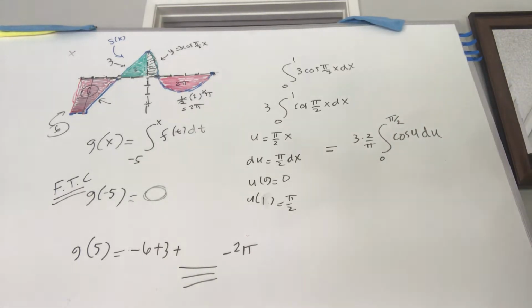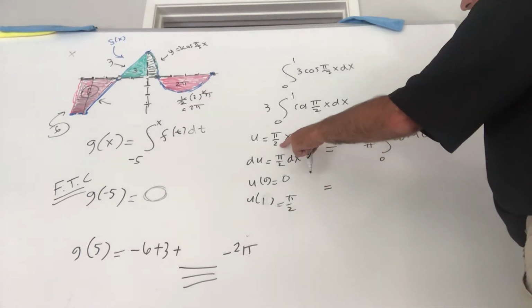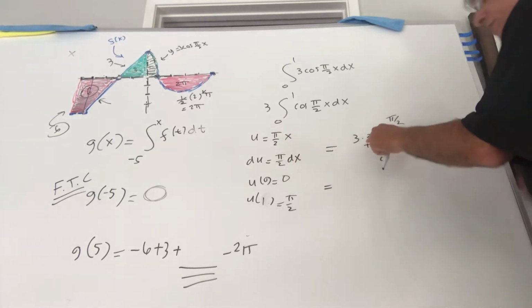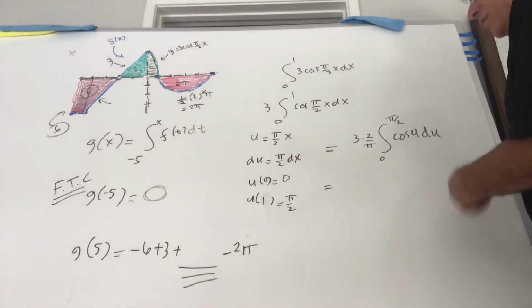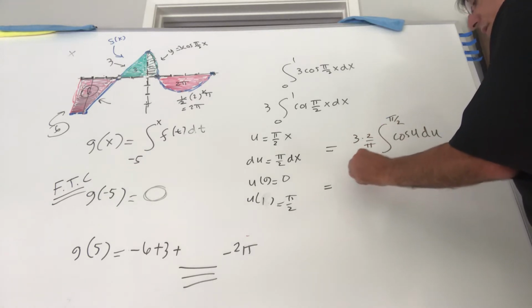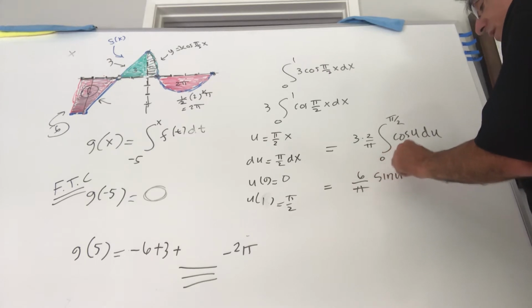So 3 times 2 is 6. So you end up, remember, you're doing a reverse chain rule here. So instead of multiplying by pi over 2, you have to divide by pi over 2, which is multiplying by its reciprocal, which is 2 over pi. So what's that? 6 over pi. The antiderivative of cosine is sine.